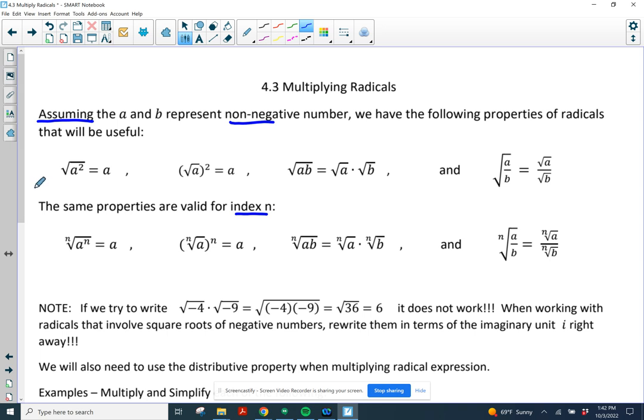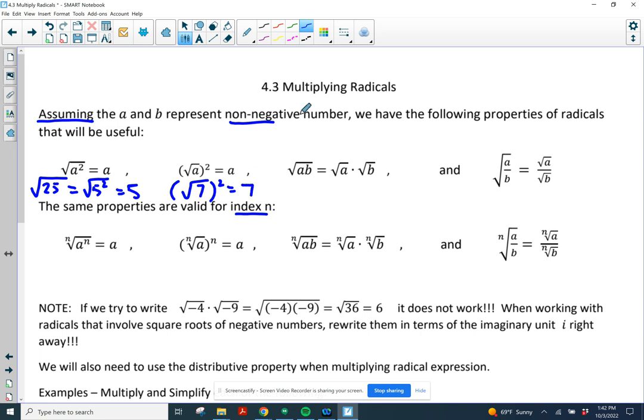If I have the square root of 25, for instance, 25 is 5 squared. Square root undoes the square, so the answer there would be 5. If I had the square root of, let's say, 7, and I squared that, square root of 7 is the number that I have to multiply with itself to get 7, so I'm going to get 7 out of that.